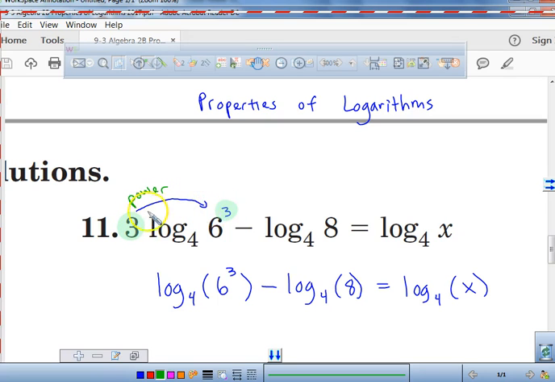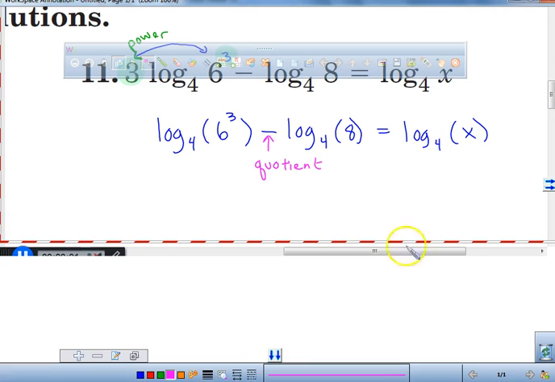Now the power property is cool because you can go backwards or forwards. You can bring it down or you can put it back up. Kind of cool. Now, the next thing I'm going to do is a little arrow right here. And that little minus sign lets me know I have the quotient property in play. So let's review the quotient property, shall we?